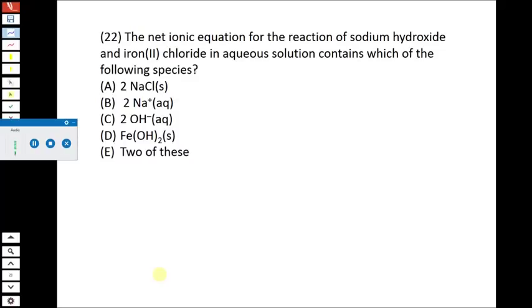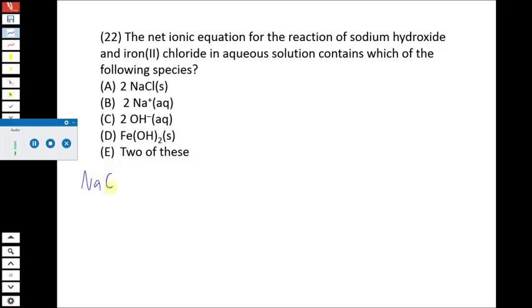In this case, though, we're just looking at net ionic equations. So the net ionic equation for the reaction of sodium hydroxide and iron(II) chloride, and we want to know it contains which of the following species. So you'll notice here that we have both chemical symbols given as well as coefficients. We need to make sure that both of those are correct. Does it have the correct species as well as the correct coefficient associated with that species once we write the net ionic equation? So what we have is sodium hydroxide is our first aqueous solution that we're combining. So that's just going to be NaOH.